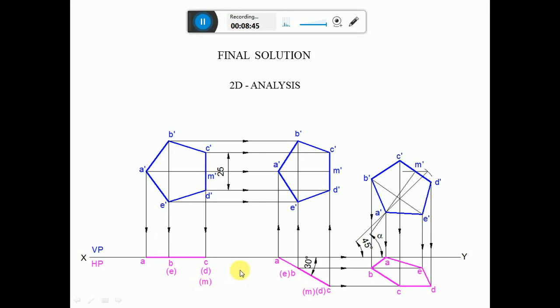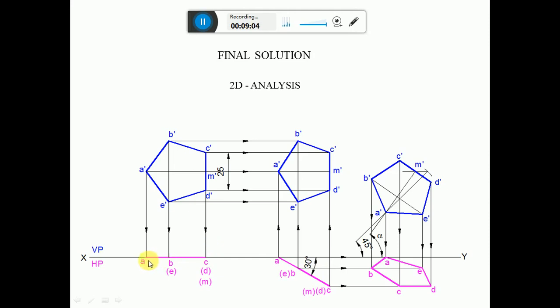And by taking a convenient distance from the first position top view, you mark the point on the XY line, and since it is resting on one of its corners on VP, mark the point as A. By using the protractor, you measure an angle of 30 degrees to the XY line, which is as shown, and then draw an inclined line.